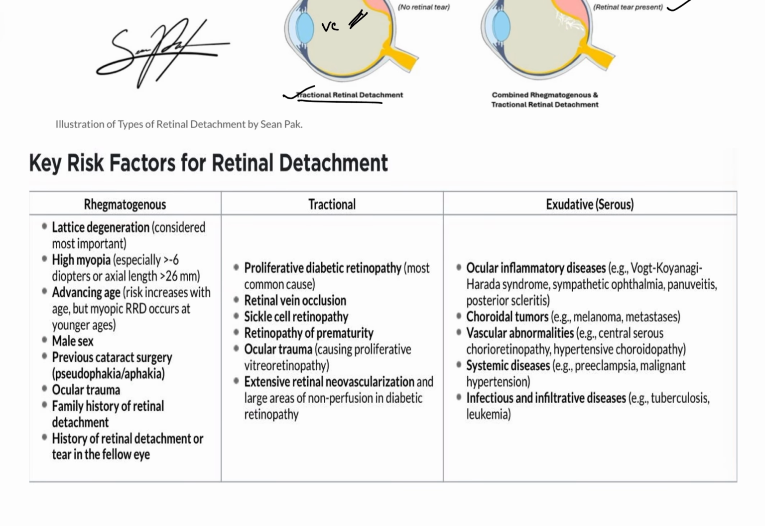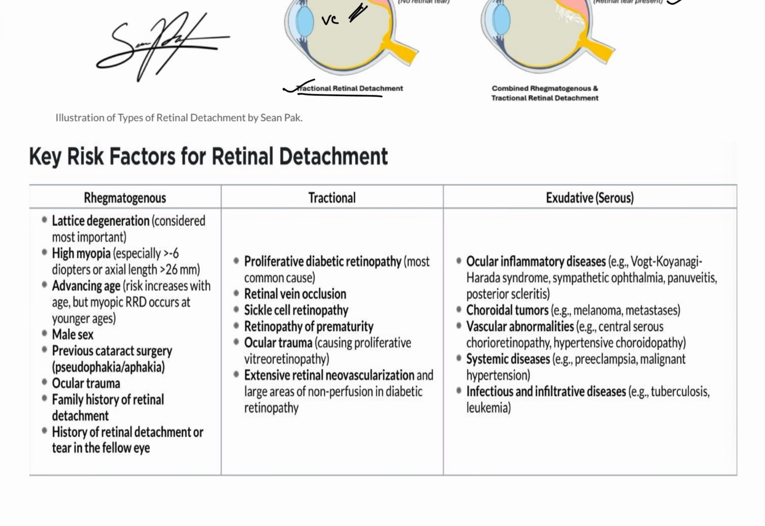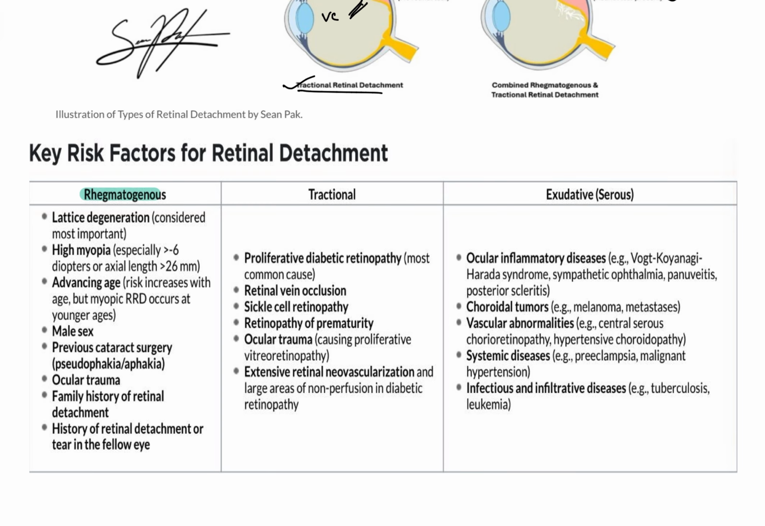Coming to the key risk factors for retinal detachment. So you have predominantly three types, right? Rhegmatogenous, tractional and exudative. I'll discuss the rhegmatogenous later. We'll see the tractional and exudative first. All proliferative lesions like proliferative diabetic retinopathy, or some ocular trauma causing proliferative vitreoretinopathy, and some vascular lesions like retinal vein occlusion, sickle cell retinopathy, retinopathy of prematurity, and extensive retinal neovascularization will lead to creation of tractional membranes. So that will lead to tractional retinal detachment.